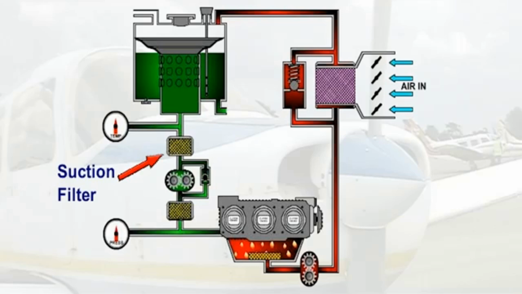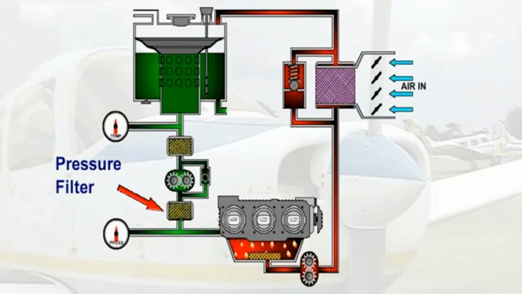A coarse wire mesh suction filter is fitted between the tank and the pressure pump. It's designed to remove large solid particles from the oil before it enters the pressure pump, and thus it prevents damage to the pump. The pressure filter is fitted downstream of the pressure pump, before the oil enters the engine. It's designed to remove very small solid particles before the oil passes to the bearing surfaces, and thus it prevents damage to the engine.